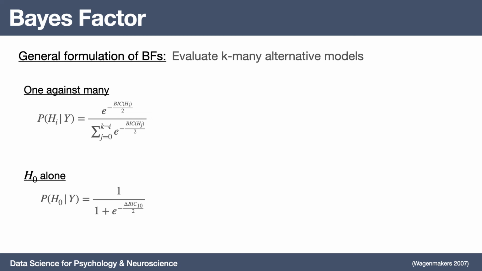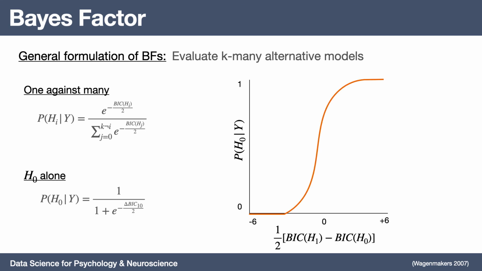If you want to frame this on the null, on the other hand, you can adjust. The math is pretty simple to show that you could just calculate out from here 1 against many down to just being 1 over 1 plus e to the negative delta BIC 1, 0 over 2. Using this way, this is the direct calculation of the probability of your null hypothesis given y based off those delta BICs. And so as the difference in BICs between your research hypothesis H1 and the null hypothesis H0 gets bigger, the probability of the null hypothesis given your data increases.